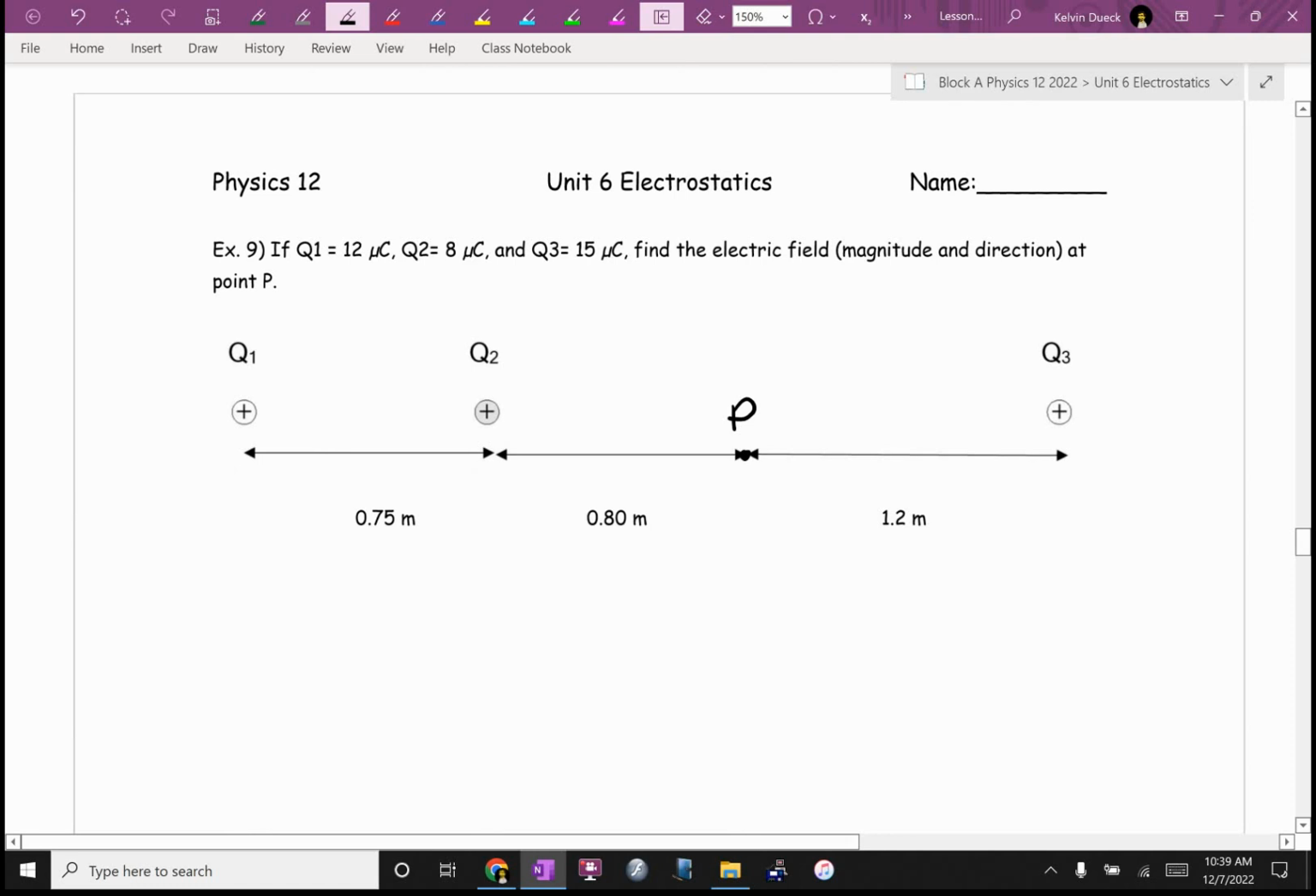Example 9, I like example 9. Example 9 is a nice question. Zaina, what does example 9 want me to find?